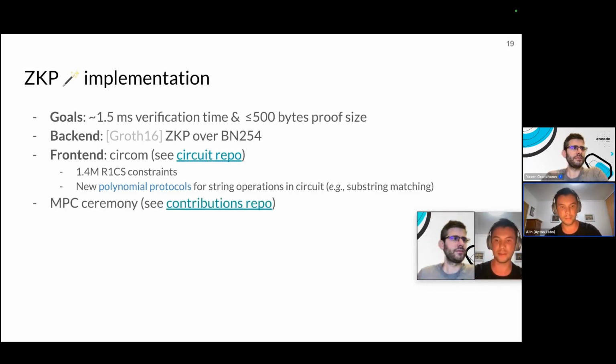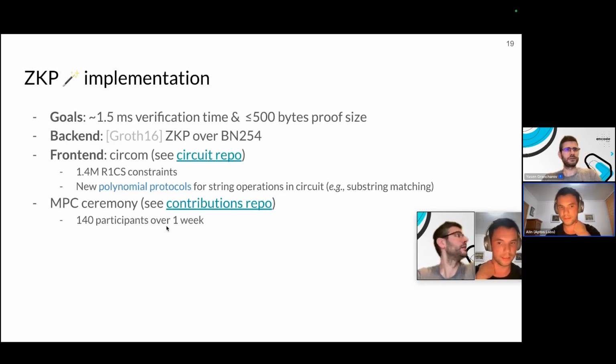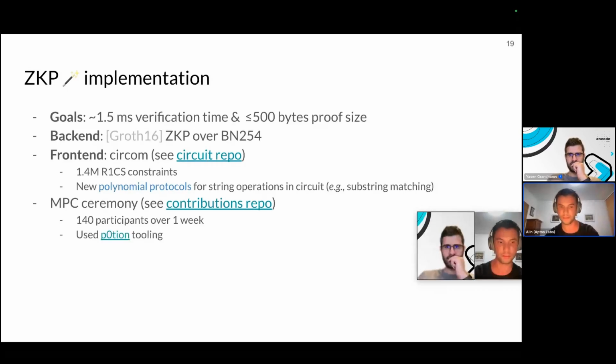And we did an MPC ceremony for the trusted setup in Groth16. We have a contributions repository. There were 140 participants over 1 week. This took place in February 2024. We used this Powers of Tau tooling from Privacy Scaling Explorations.